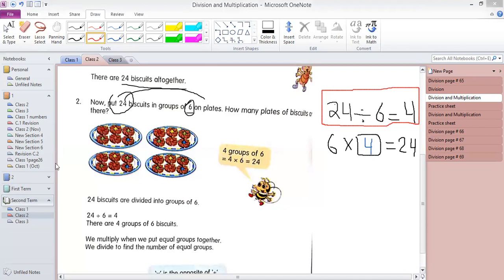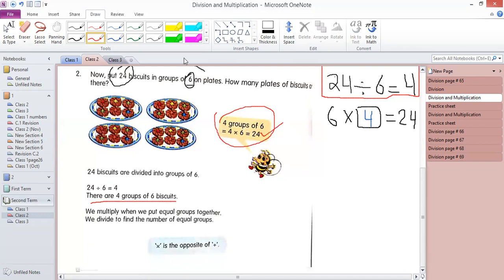So guys, you have to look here that 24 biscuits are divided into groups of 6. So 24 divided by 6 equals 4. So there are 4 groups of 6 biscuits now. And you know that 4 groups of 6 or 6 groups of 4, both total 24 biscuits. Right? So we multiply when we put equal groups together, and we divide to find the number of equal groups. This is very important, guys. You have to focus here.